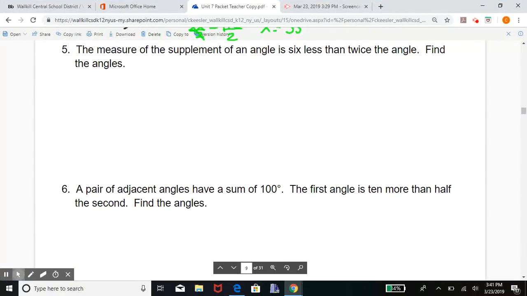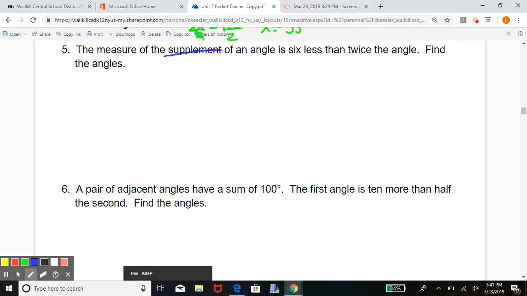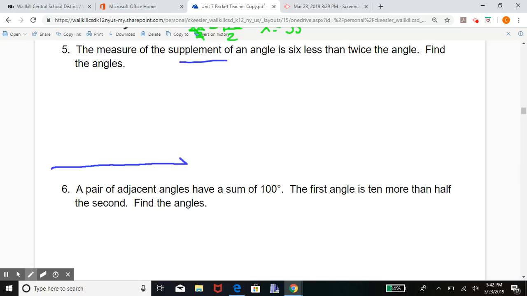Okay, so again, the measure of the supplement of an angle is 6 less than twice the angle. Find the angle. So this time it says supplement, so we think supplementary. We know that means that we have to add them and set them equal to 180. Supplementary is two angles that form one straight line. So we can draw a straight line and split it into two angles. We know that one of the angles is 6 less than twice the other angle. So I'm going to make one angle x and one 2x minus 6.